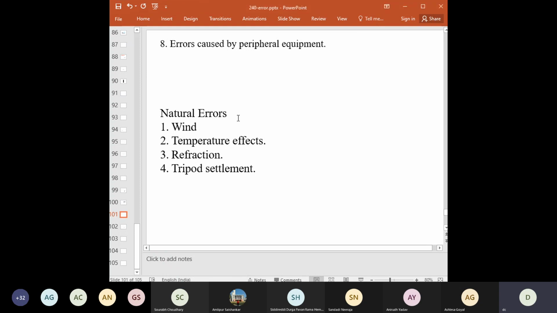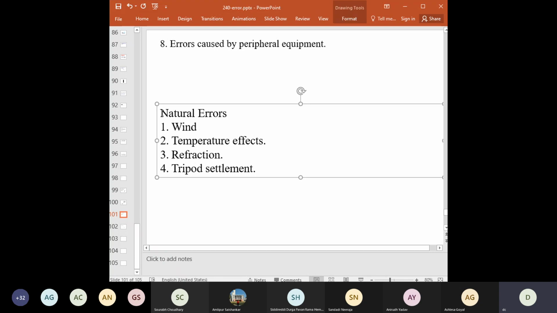Now, the next source of error is the natural sources, which we know. The natural sources of errors are wind, temperature, refraction, and tripods. Wind makes the tripod unsteady, if there is a very unstable tripod setup that the total station instrument is resting on.